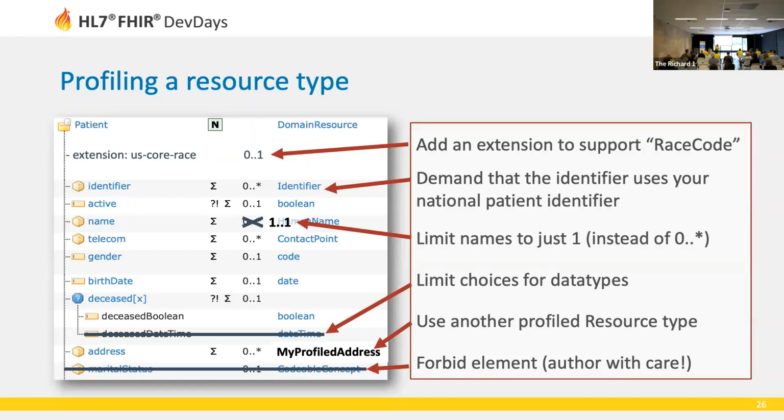As mentioned, you cannot go against the core specification, so you can only limit down the optional elements to be not present. When you have a list of things, a 0 to star field, you can limit it down to a 0 to 3 field if you want to, so limiting to just 3 elements. And you can make optional elements mandatory, but you cannot make mandatory elements optional.